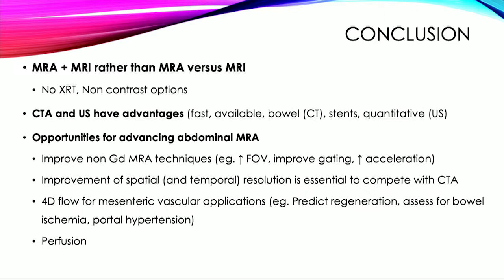And so our opportunities for advancement, as I think about them, are improving the non-gadolinium sequences, which we'll hear about more. That means improving the field of view, improving gating, and increasing acceleration to make it faster and competitive with CT. Also improving spatial resolution, to compete with CTA, and incorporating perhaps more quantitative imaging with 4D flow and applying it to the mesenteric vessels, for example, to appreciate when you're at risk for, or when you have, ischemia, or when you're developing portal hypertension. These can be very relevant for clinical practice, as well as perfusion, which Giles showed us a little bit about. So I'll stop here, and thank you.